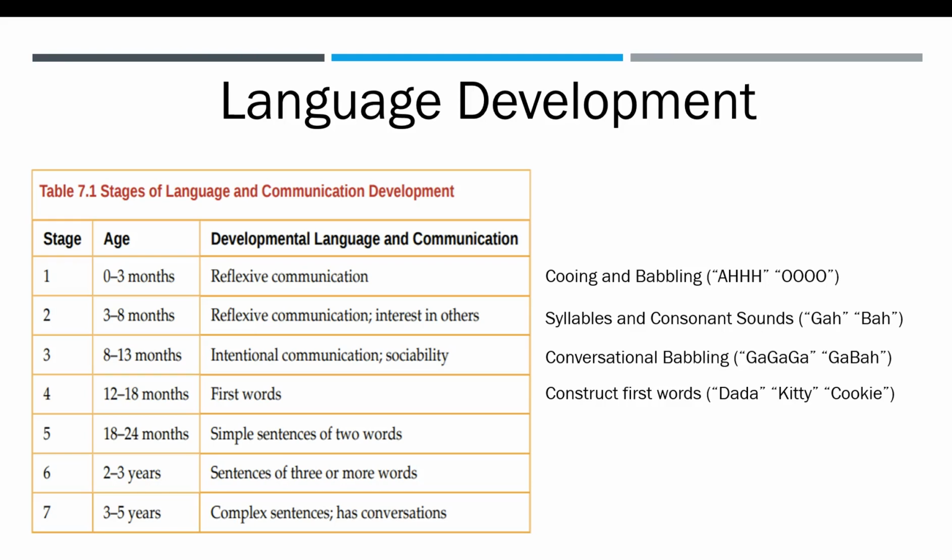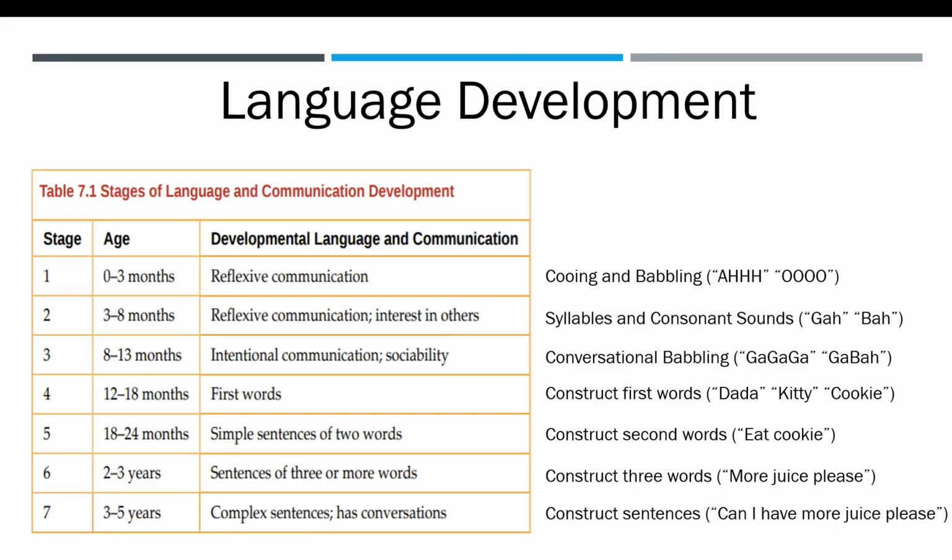And then stage 5, between 18 and 24 months, is when simple sentences of 2 words are formed. So maybe saying eat cookie. And in stage 6, between 2 and 3 years old, sentences of 3 or more words are formed, such as more juice please. And then in the last stage, where you develop language between 3 and 5 years old, is when complex sentences and conversations start, such as, can I have more juice please?